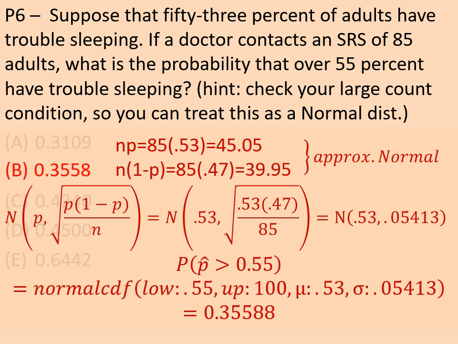And then we just want to throw that into our normal CDF, which would be the most efficient way of calculating that. The low is our actual value, our p hat in our case. We want to know what's more than 55%, so 0.55, up to just an arbitrarily large number, I used 100. The mean is 53%, standard deviation of about 5%, and that gives us something like 35 or 36%.